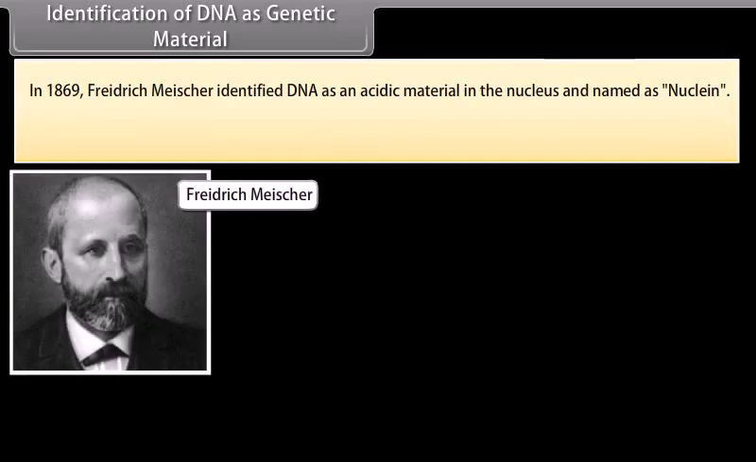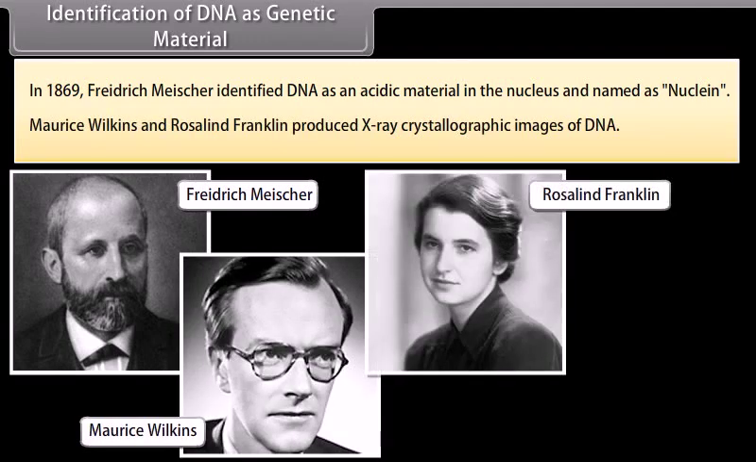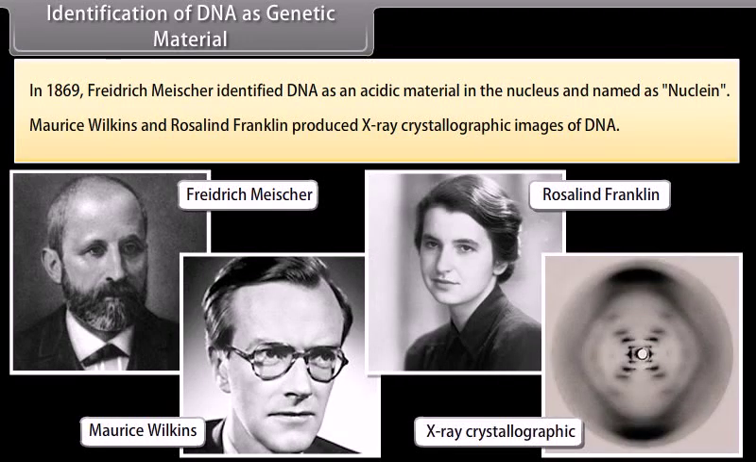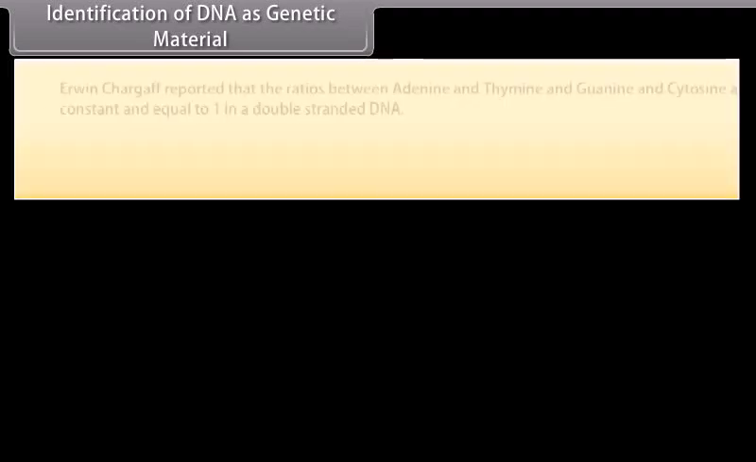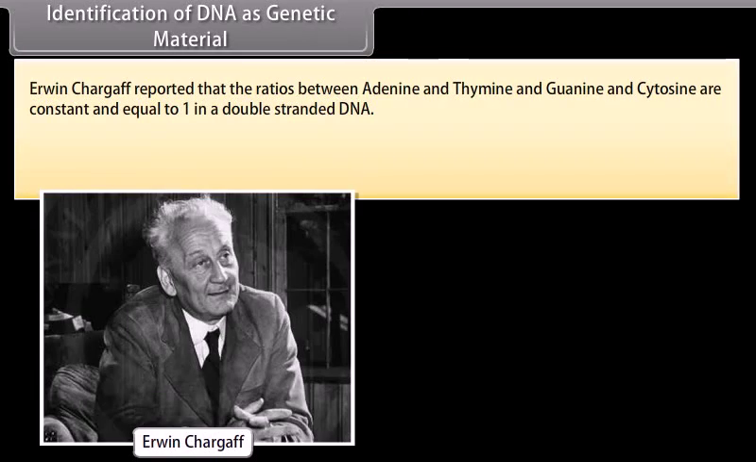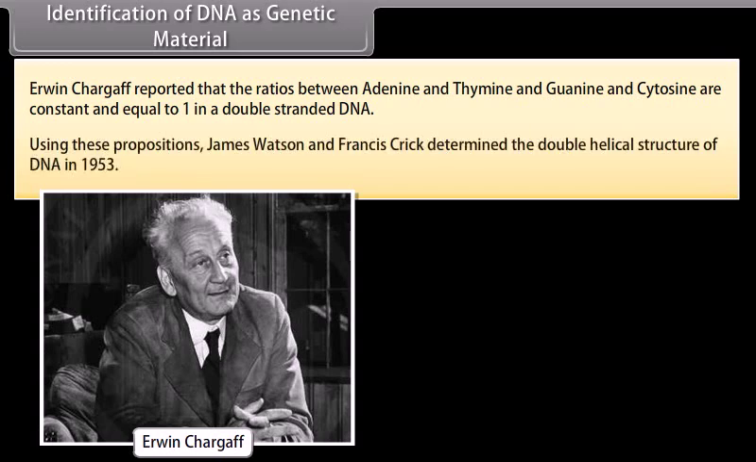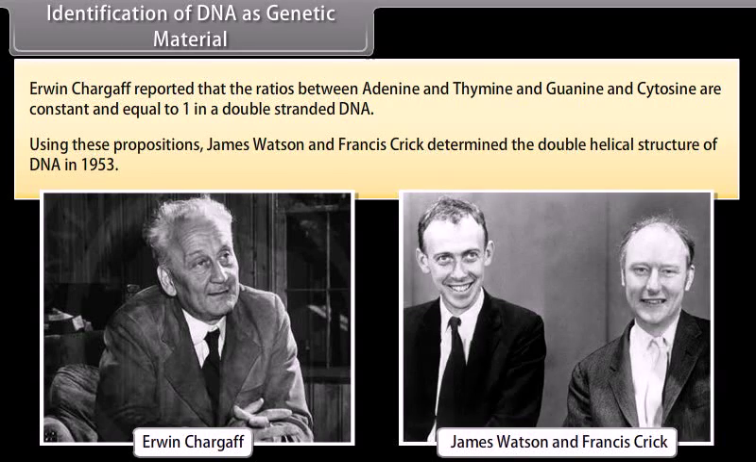Identification of DNA as genetic material. In 1869, Friedrich Miescher identified DNA as an acidic material in the nucleus and named it nuclein. Maurice Wilkins and Rosalind Franklin produced X-ray crystallographic images of DNA. Erwin Chargaff reported that the ratios between adenine and thymine, and guanine and cytosine, are constant and equal to 1 in a double-stranded DNA. Using these propositions, James Watson and Francis Crick determined the double helical structure of DNA in 1953.